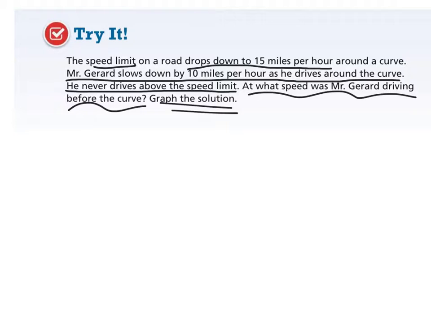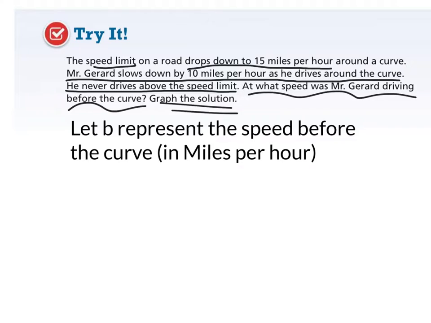We do need to write an inequality here. It didn't say it, but we're going to do it anyway just to get practice. So he was going some speed, so we could define a variable here. Let B represent the speed before the curve in miles per hour. So that's where we started, that speed. And then he slows down by 10. So he'd subtract 10 from that speed.